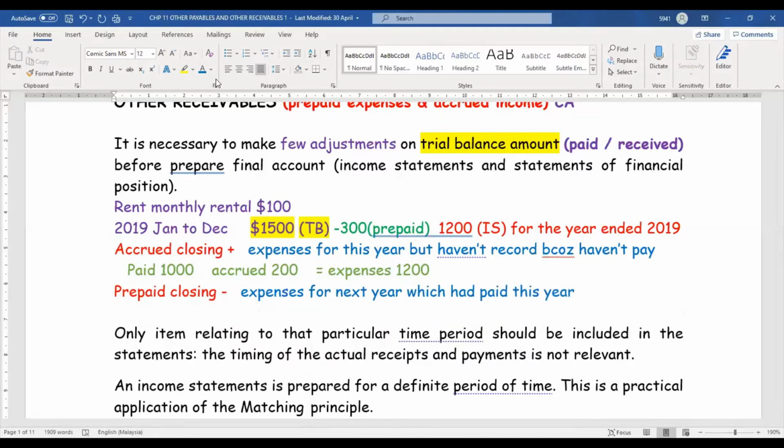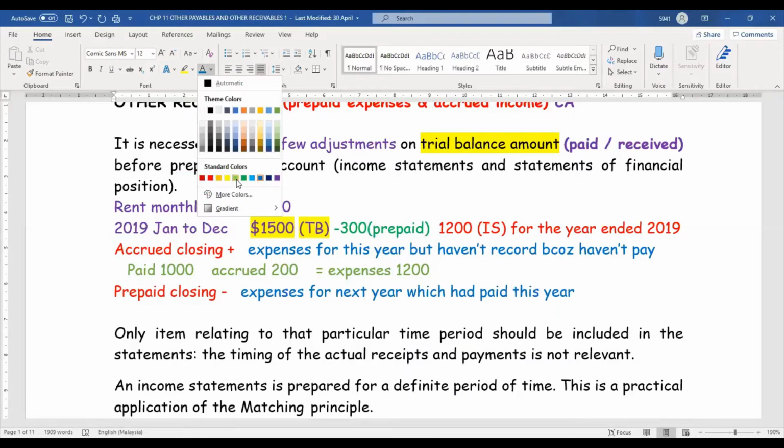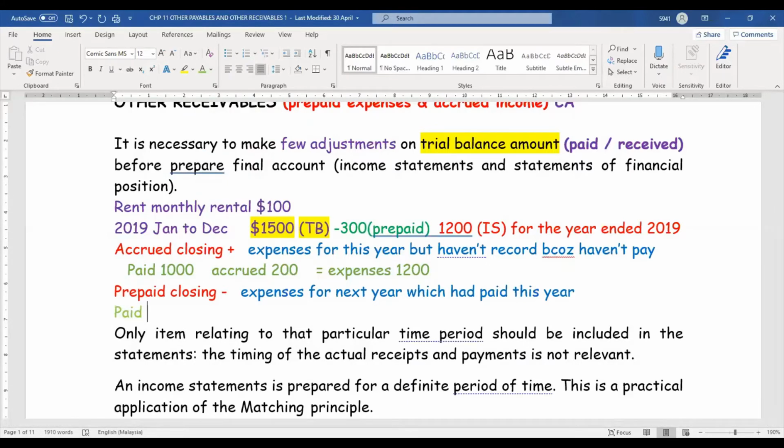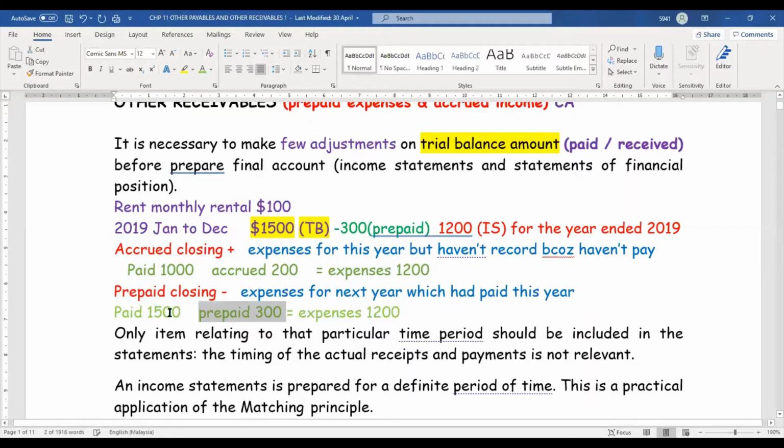So we will minus. Let me use one example here. Just now, the amount paid is 1,500. And how much is prepaid? Prepaid means you overpaid 300. So my expenses for this year is still 1,200. This 300, I will minus from this 1,500. Why do I minus from 1,500? Because 300 inside the 1,500 is not for this year. Since it's not for this year, we minus it from this year's payment, then we will get the actual expenses for this year.